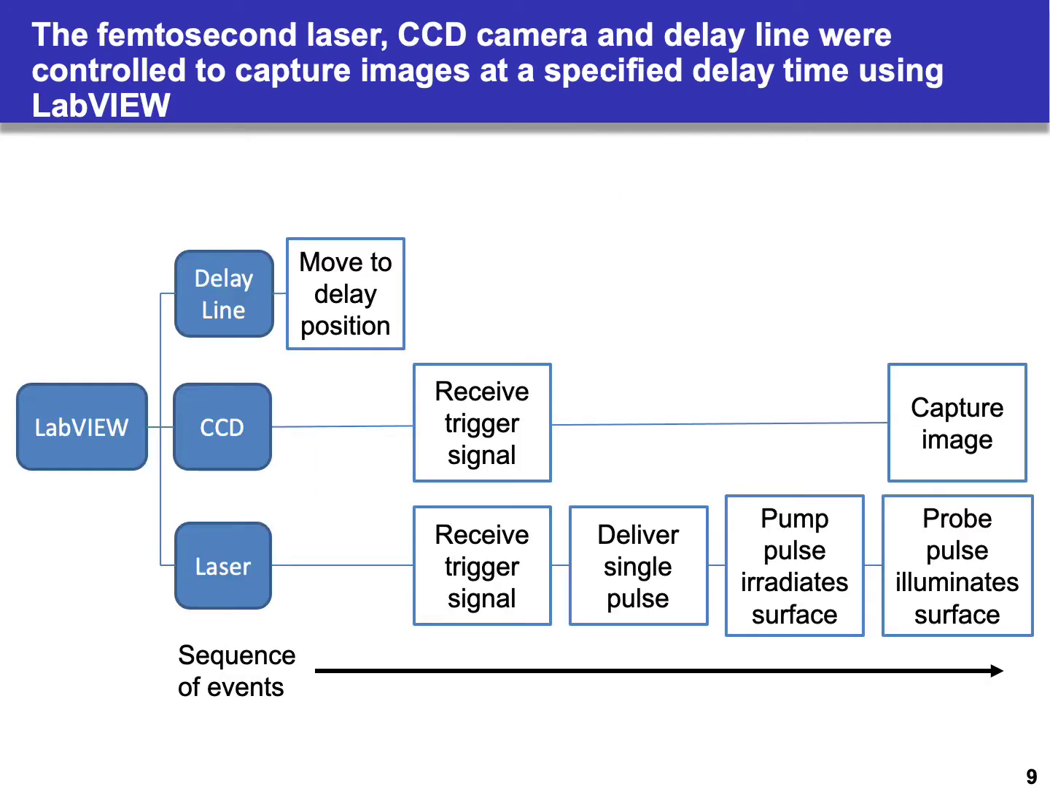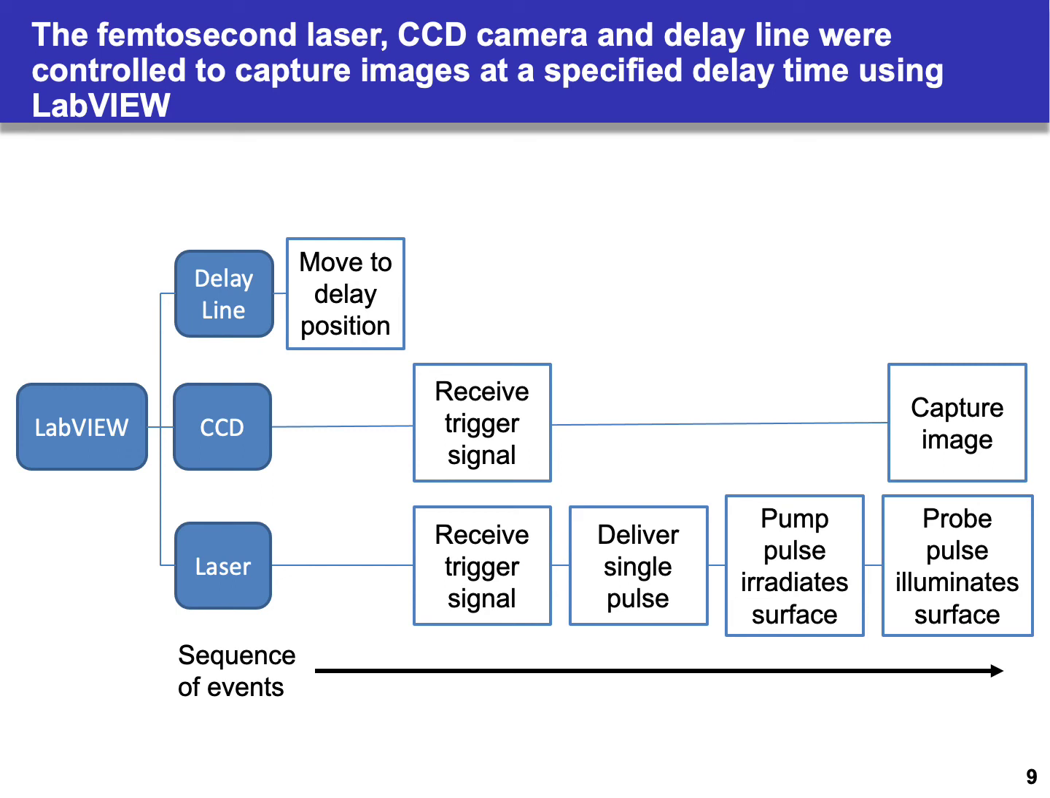Now that the experiment is set up properly, it's time to collect reflection images on the sample surface after desired delay times. We control the laser, CCD camera, and optical delay line using a LabVIEW program. This diagram shows a sequence of events that take place for capturing an image. First thing that happens is the delay line moves to the delay position that corresponds to the desired delay time. This is a parameter that we can control.